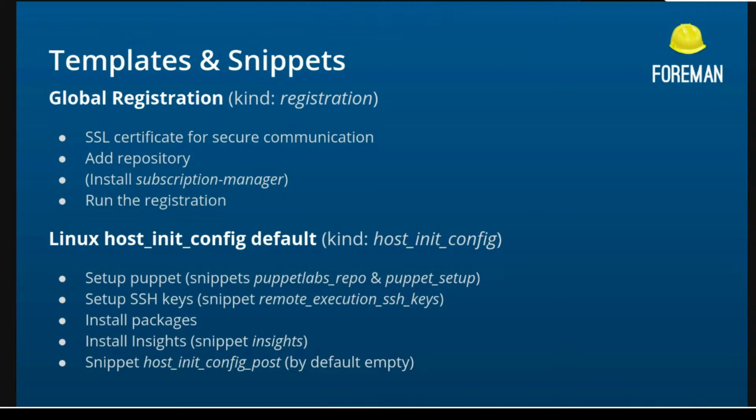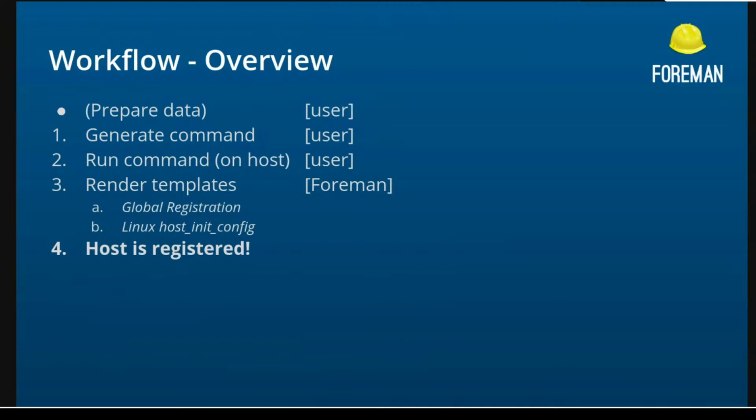And an empty snippet called host init config post. This is for users who don't want to clone the template and edit it by themselves. So you can just create your own empty snippet and feel free to add whatever you want to do in the host initial configuration. So that was the templates. So third step, and fourth step is registered. So basically that's the whole feature. That's how it works, and that's what we do.